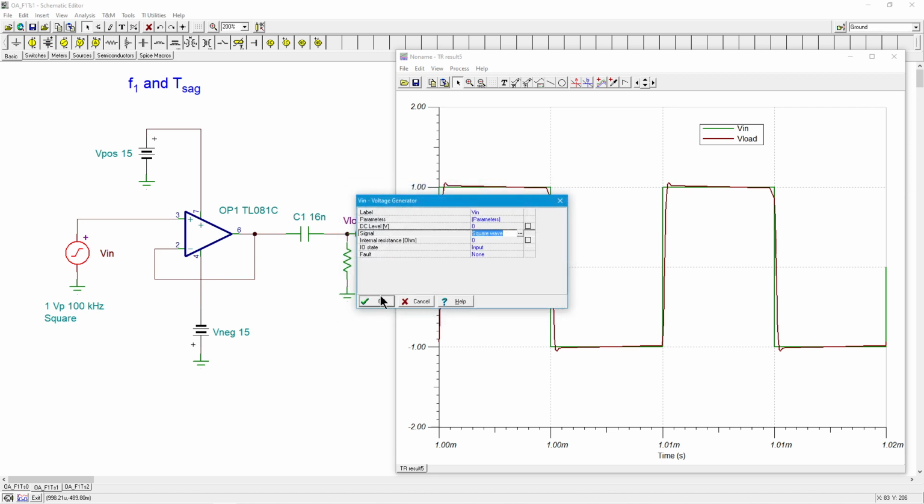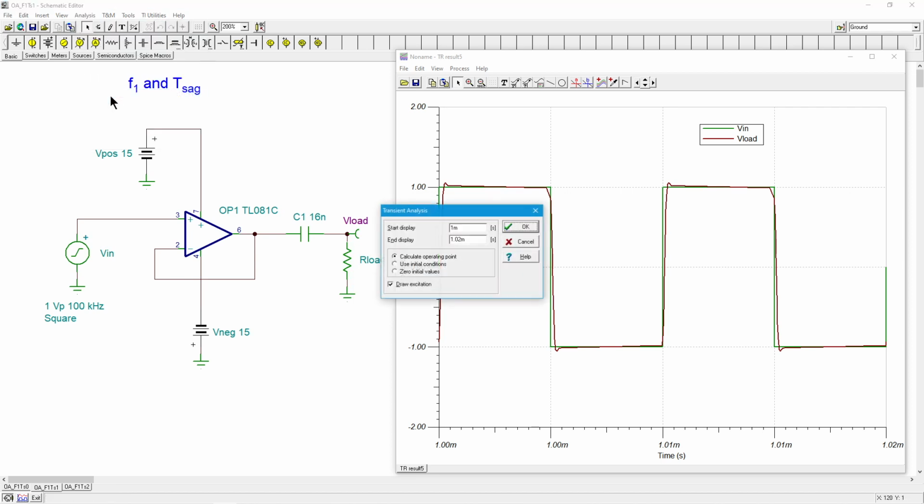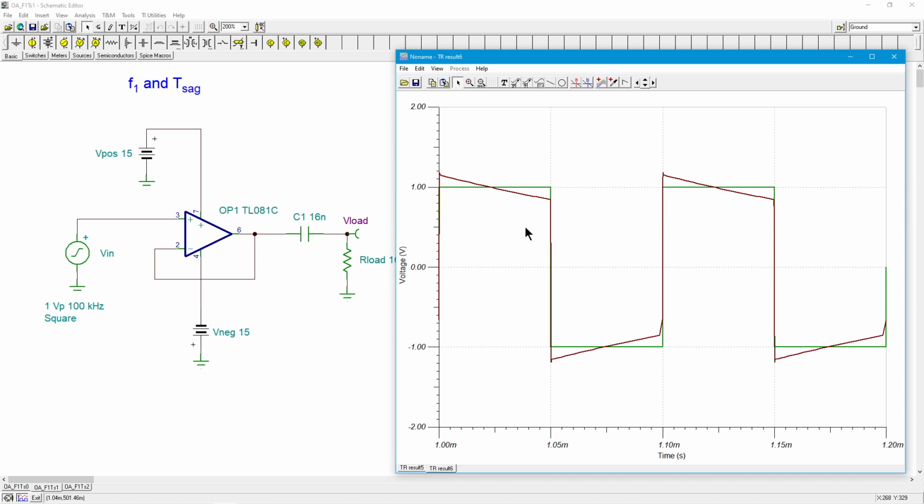So in other words, this is going to last a lot longer, and maybe we can see that effect a little better. So let's do another transient analysis. This time we'll run it out to 1.2 milliseconds, get a couple of cycles. All right. So we're sped up by a factor of 10.